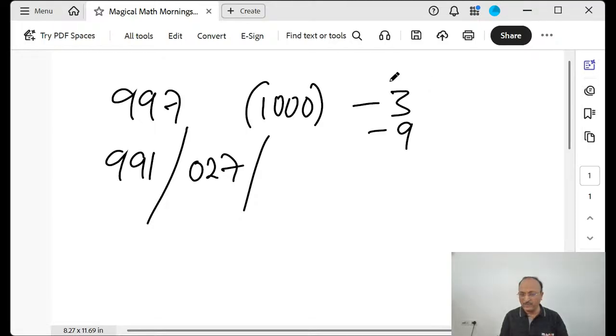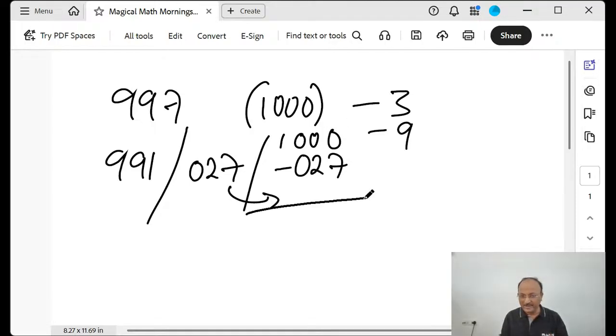Then what we do? The deviation cube. -3 cube is -27. Correct? No, 3 cube is 27, so we'll write negative 27. We are going to borrow one number. When we borrow one number, it will become 1 followed by 3 zeros here. So subtract and write it.